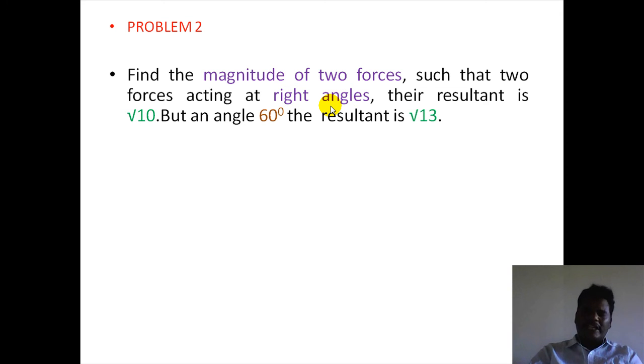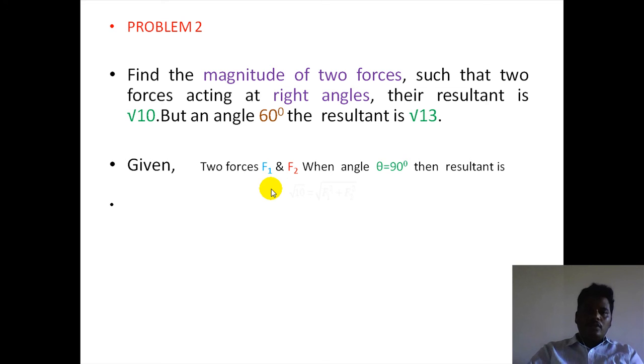Right angle means theta is equal to 90 degrees. When the angle is 90 degrees, the resultant is √10. But at an angle of 60 degrees, with the same forces, the resultant becomes √13. Now we have to find the two forces. Now comes the solution.